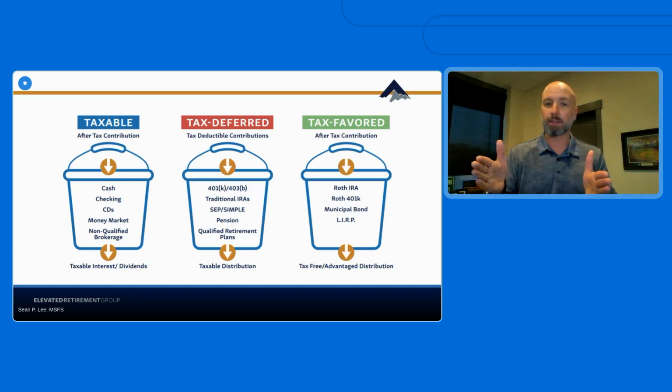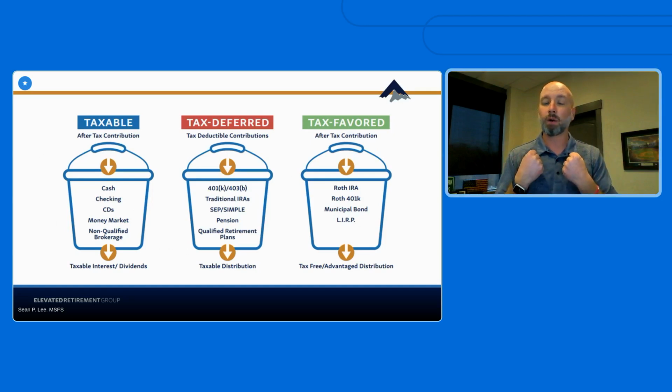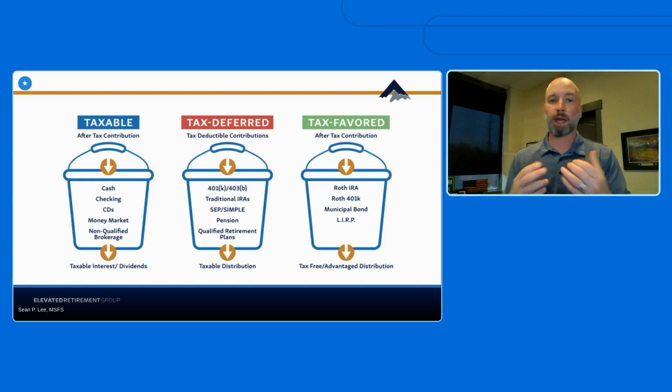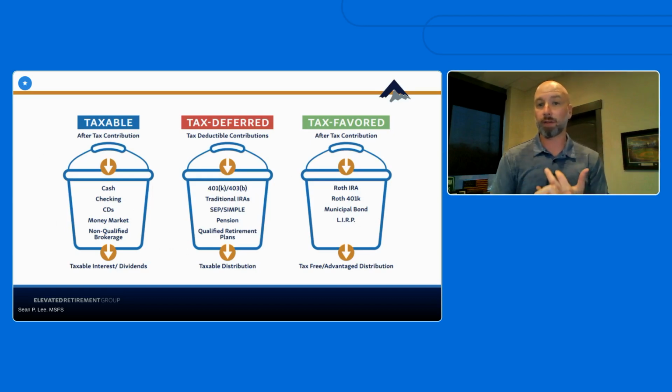It grows tax deferred, and then it comes out either tax free or tax advantaged. So you don't pay any taxes on those withdrawals. In that tax favored bucket, you can invest in Roth IRAs. If your 401k has a Roth option, you can invest in a Roth 401k.